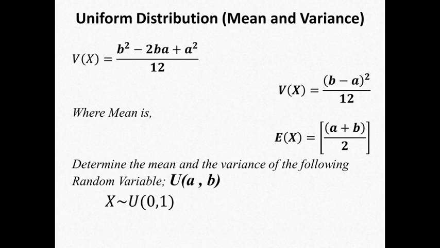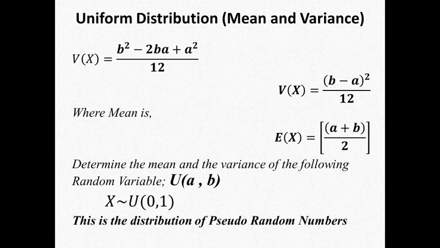Yes, I hope you got the answer. What is the mean value? It is 0.5. And what is the value of variance? It is 1 upon 12, which is nothing but 0.0833. So this distribution is the distribution of pseudo random numbers.